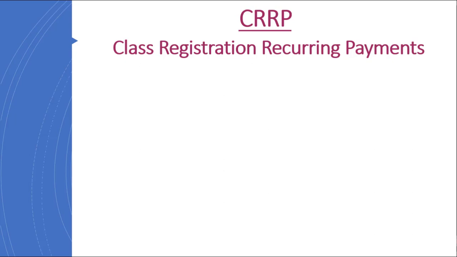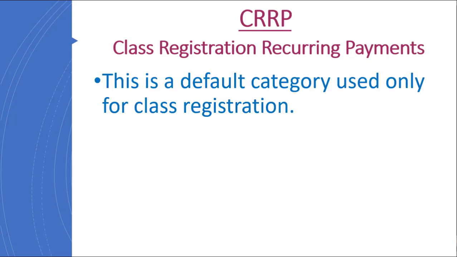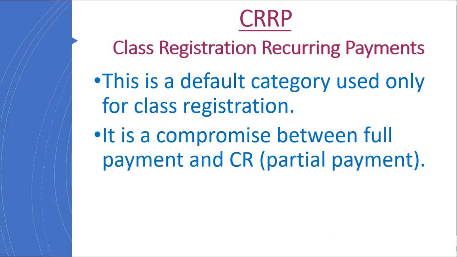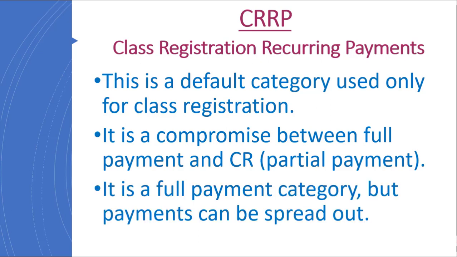So let's move on now and discuss CRRP, which again is Class Registration Recurring Payments. This is a default category. It's already set up for you in the system, and it is only used for class registration. It is kind of a compromise between the full payment categories and CR, which is partial payment, because it is a full payment category, but you can still spread your payments out over time.